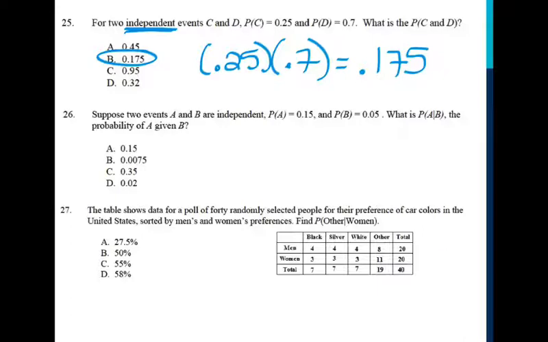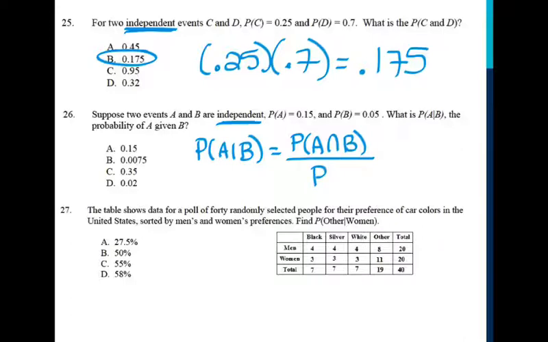The next problem, suppose 2 events A and B are independent. So again, we know they're independent. The probability of A is 0.15. The probability of B is 0.05. What is the probability of A given B? So the probability of A given B, to calculate it, it's the probability of the intersection, so it's A and B, over the probability of, I think it's the probability of A.